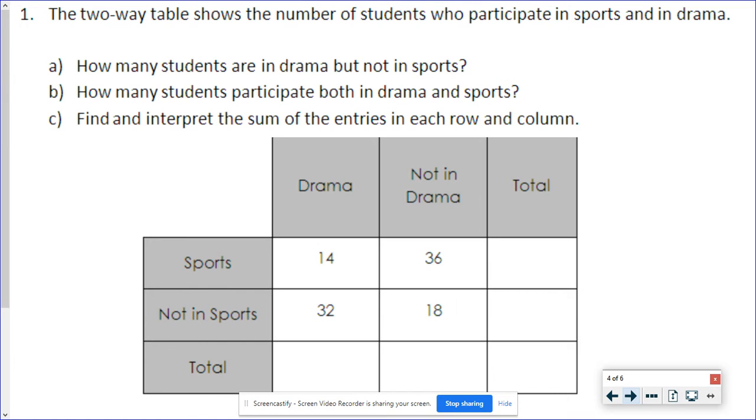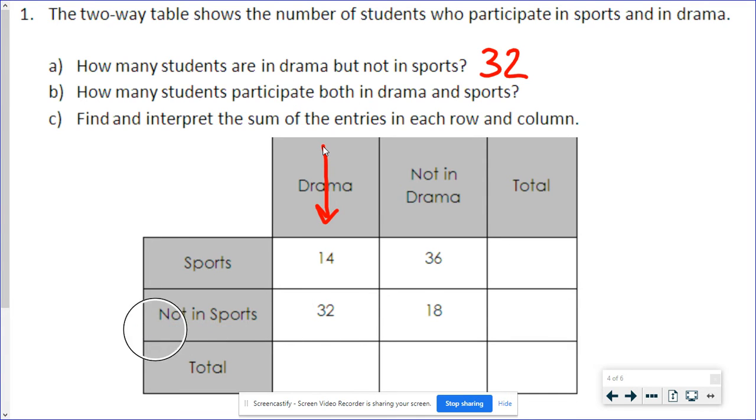I guess we can start with that before we get the sums of the rows and the columns. For A, it says how many students are in drama but not in sports. So in drama would be this column right here. Not in sports would be this row, so that intersection would be right here. That's 32 students that are in drama but not in sports.